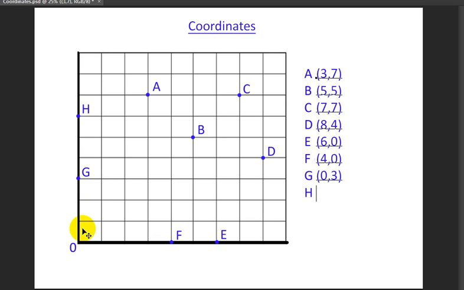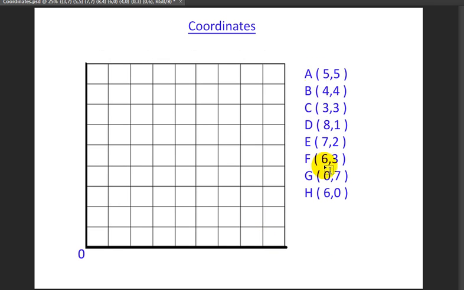Then for H, again, 0 steps to the right. Remember to always put the steps to the right first. And then H is 3, 4, 5, 6 steps up. 6 steps up. All right, so that's how we do this kind of exercise.